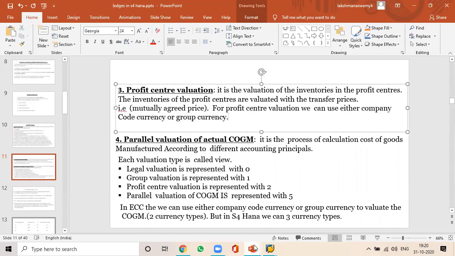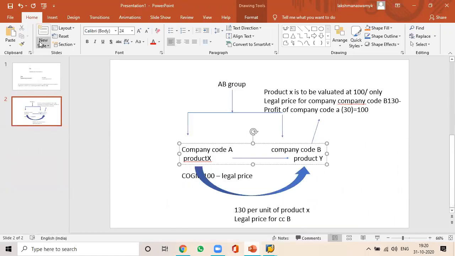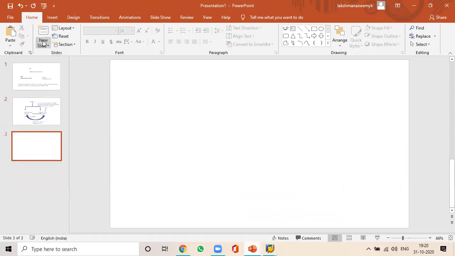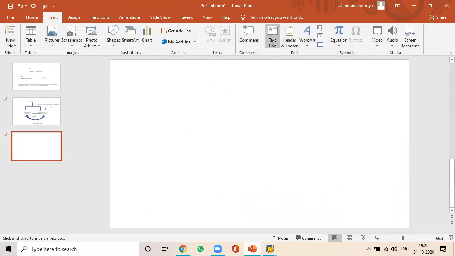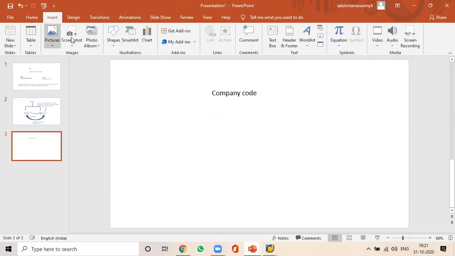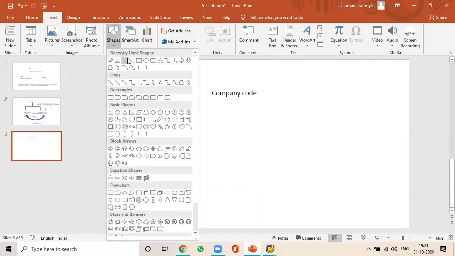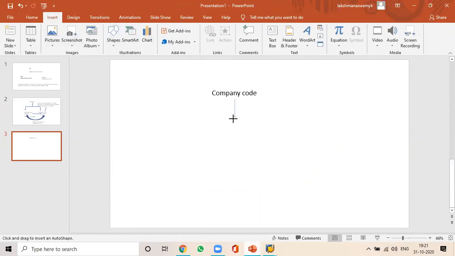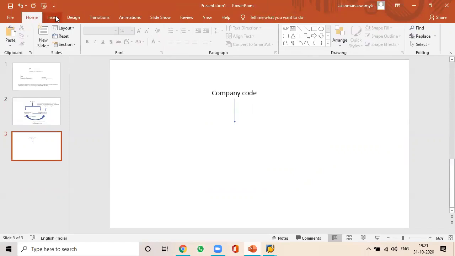That means you have the company code, right? So this company code is producing and selling two products.